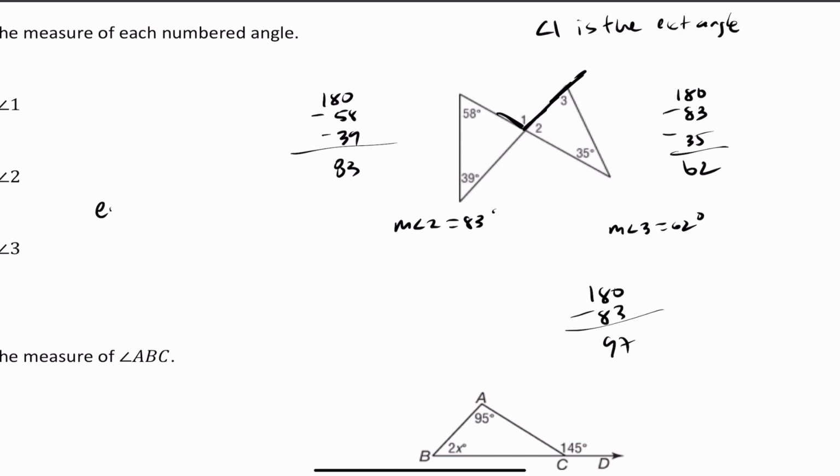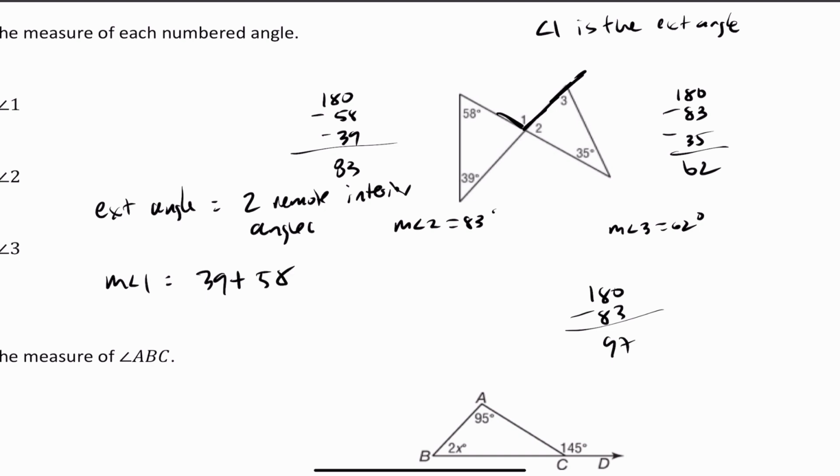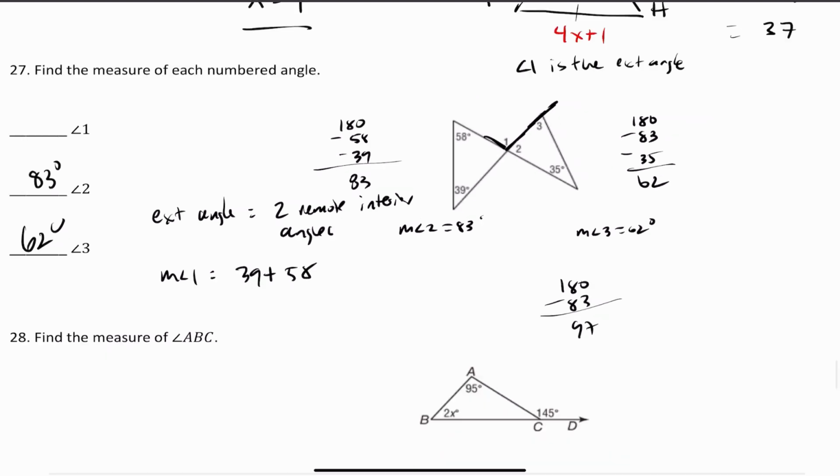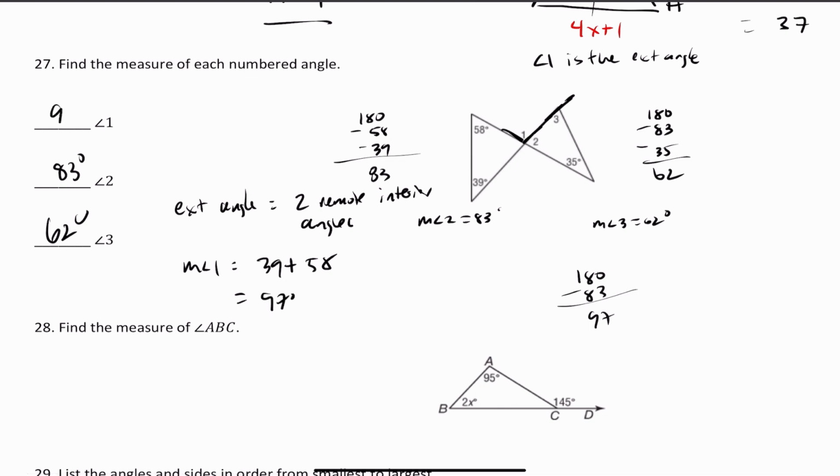So remember, the exterior angle is equal to the sum of the two remote interior angles. And the remote interior angles are angles that are not adjacent to this angle here. So I can do the measure of angle 1 is equal to 39 plus 58. And is 39 plus 58 97? Yes. So that is 97 degrees. So there are really two ways to do that. But please keep in mind the remote interior angles theorem.